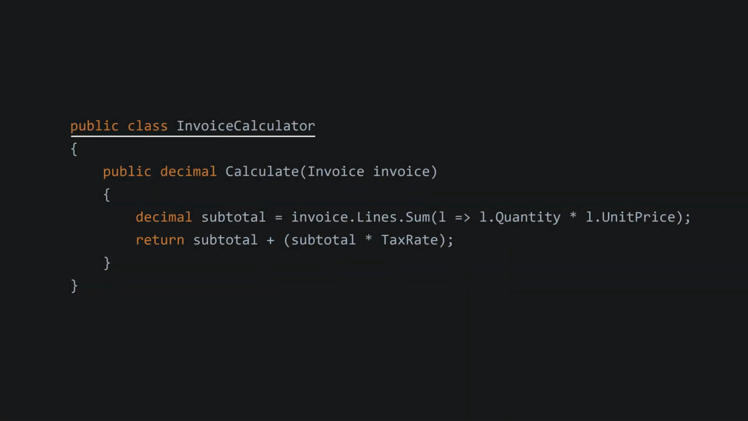Invoice calculator takes an invoice and returns a total. One public method, calculate. Its only reason to change is a tax rule, because tax math is the only thing it does.